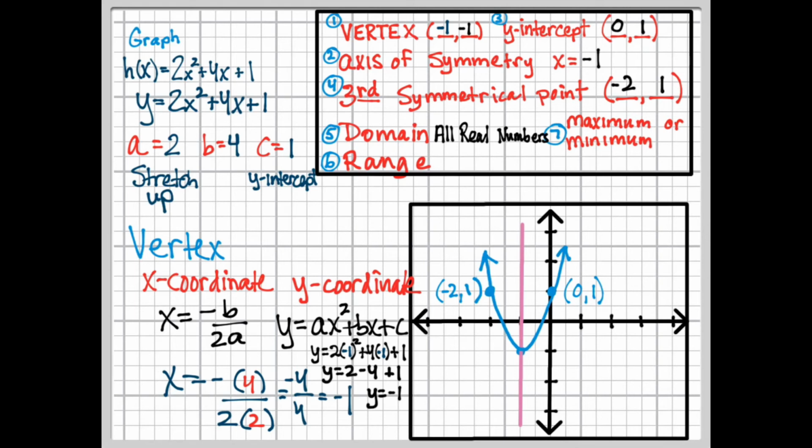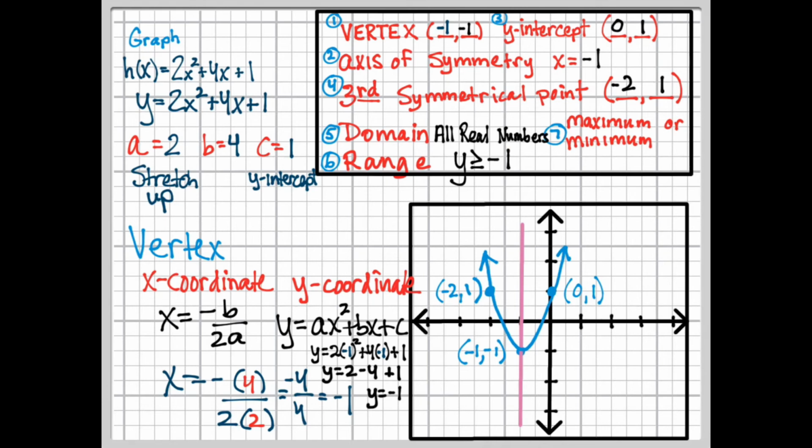Now, the range is not all real numbers. Our vertex is at (-1, -1), and obviously our parabola doesn't reach down below -1 on the y-axis. If we try to make a list of all the y coordinates of every point that could be on our parabola, there's never going to be a point with a y coordinate that is less than -1. Our range on this problem is y is greater than or equal to -1.